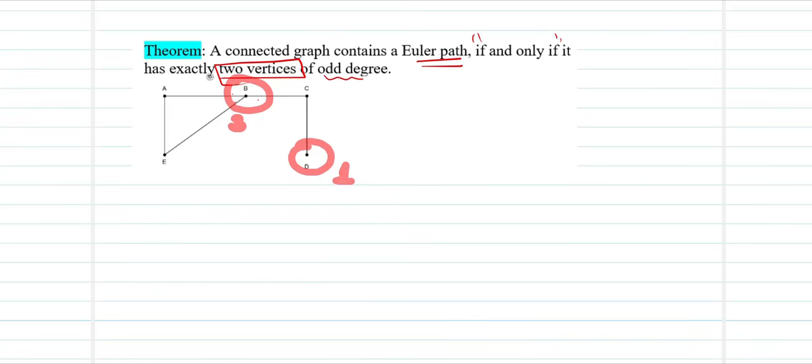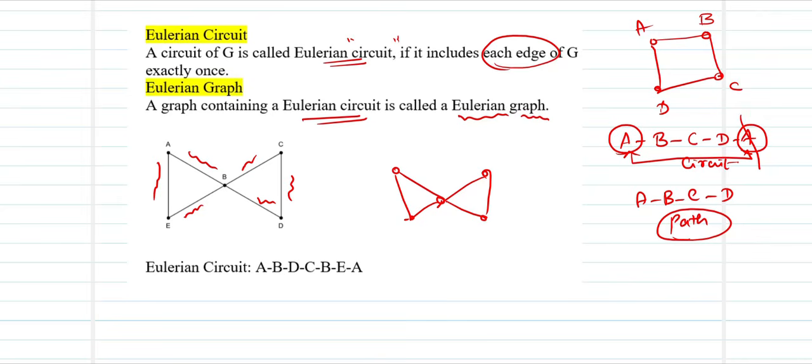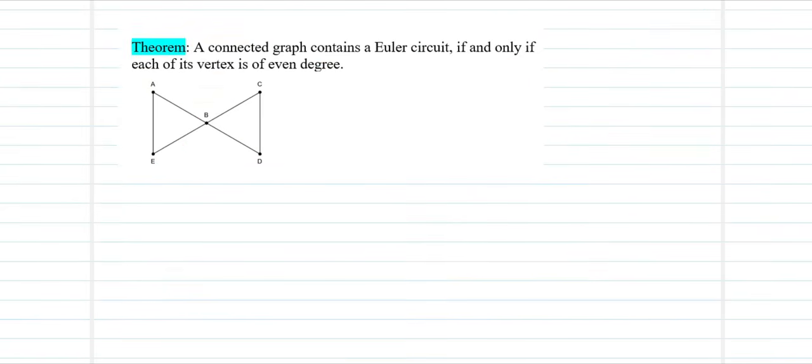So you have exactly two vertices of odd degree, and you are able to find a path that is going to reach all the edges exactly once: B to A, A to E, E to B, B to C, and to D. So we are able to find an Euler path if there are exactly two vertices of odd degree, and if there is an Euler path, then you have exactly two vertices of odd degree.